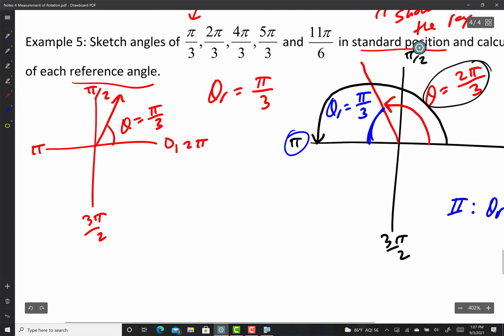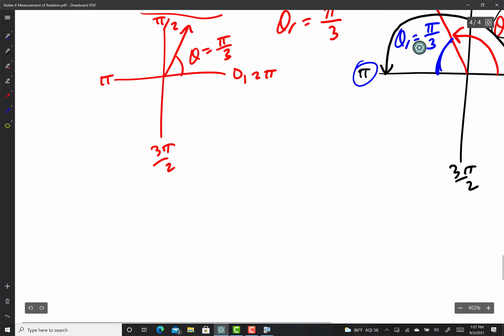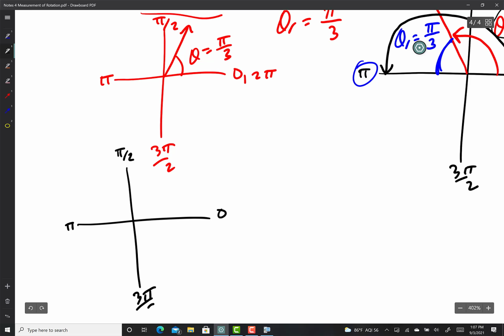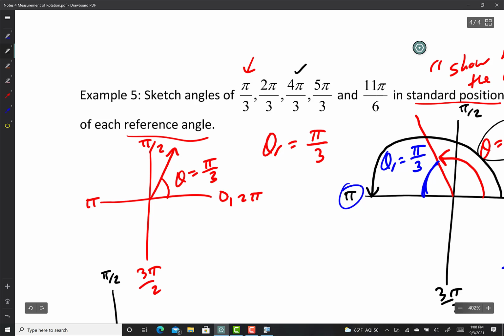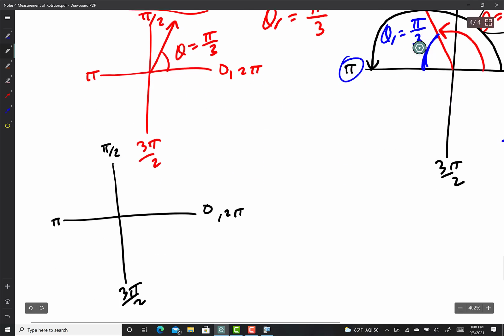Let's go to the next one. 4 pi over 3. 0, pi over 2, pi, 3 pi over 2, 2 pi. So 4 pi over 3 is slightly larger than pi. So I'm going to be in what quadrant? 3. So here I am in quadrant 3. Theta equals 4 pi over 3. And take a guess, what do you think this in blue is?